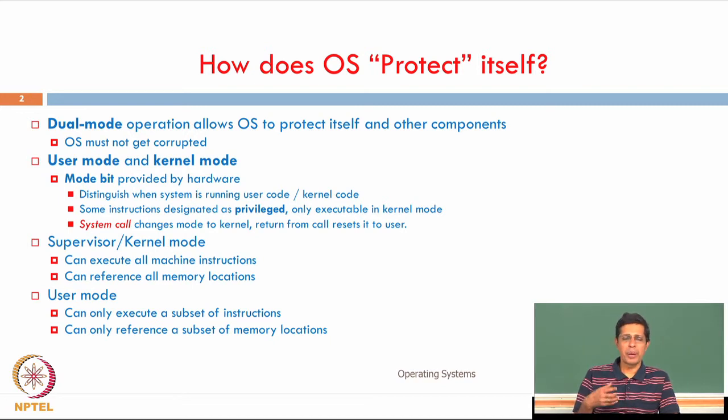So, when a process executes, some part of it will be executed in the user mode, and whenever it does a system call, we go to kernel mode and start executing in the kernel mode. To distinguish between these two modes, in supervisor/kernel mode one can execute all machine instructions and reference all memory locations, and in user mode only a subset of the instructions can be executed and only a subset of memory locations can be accessed.